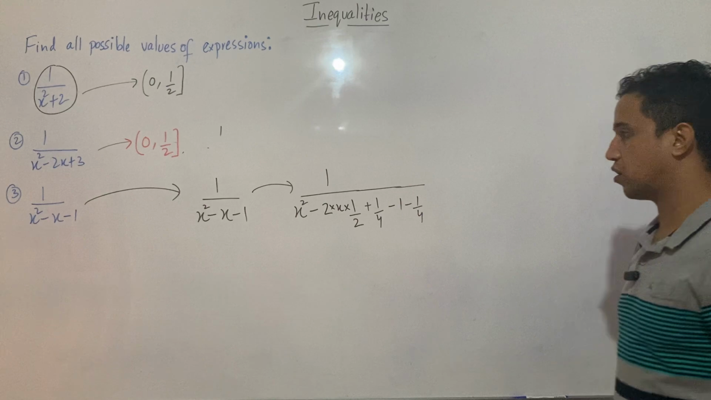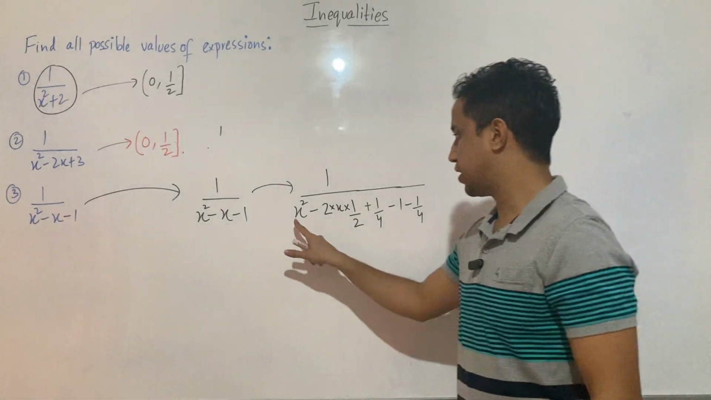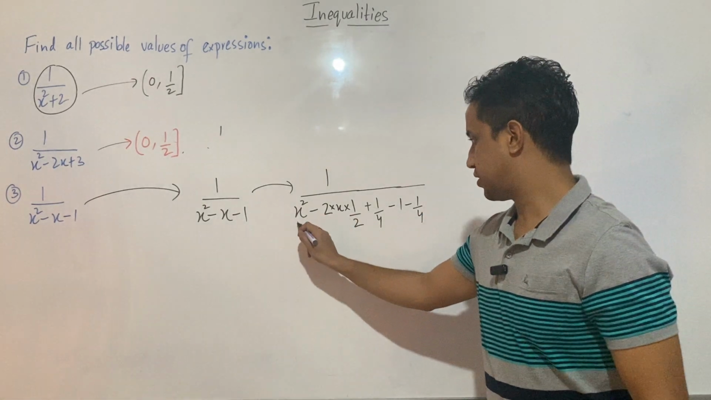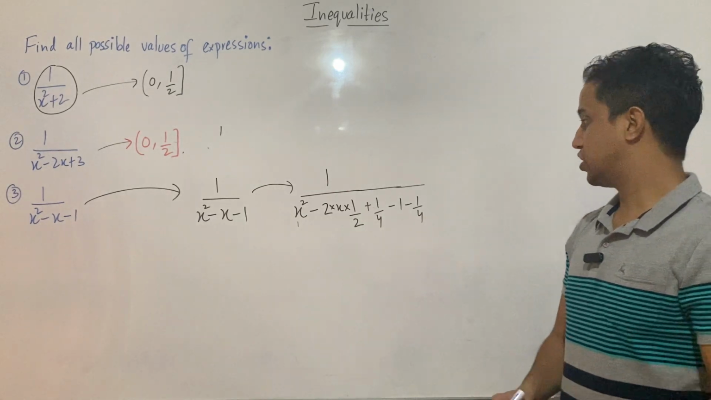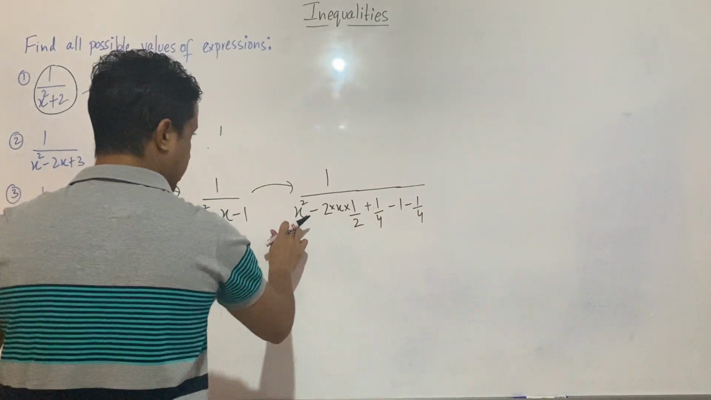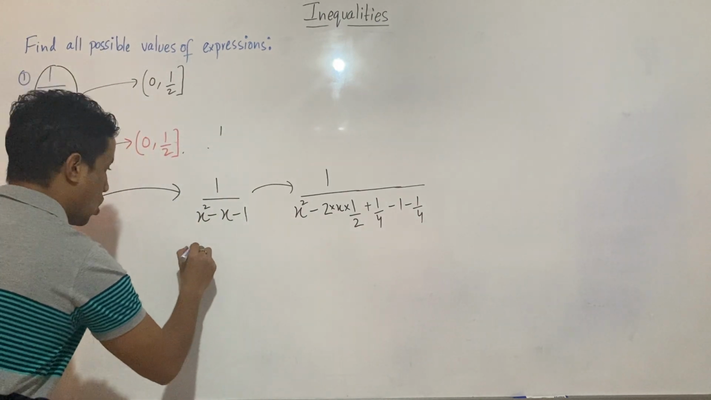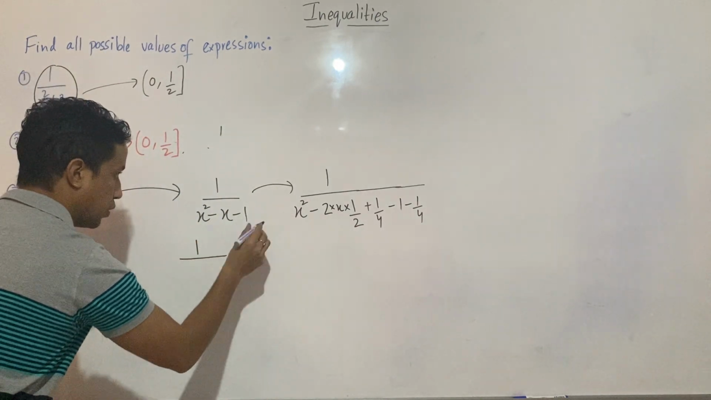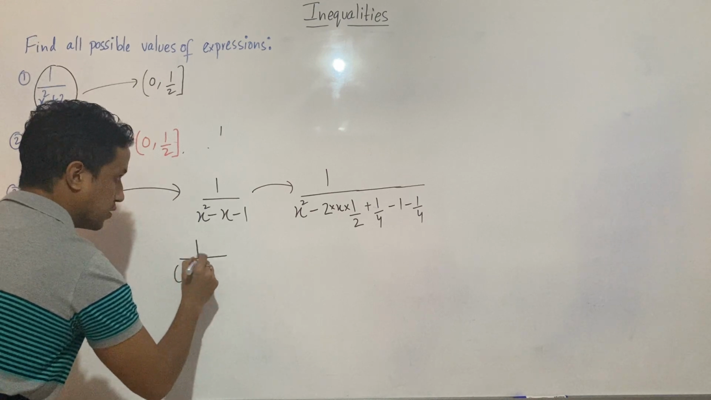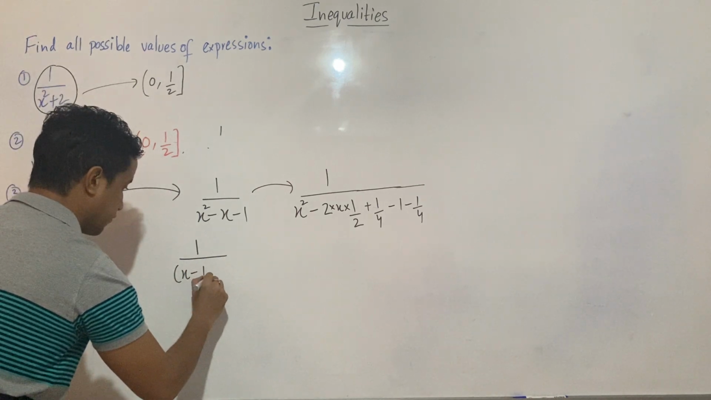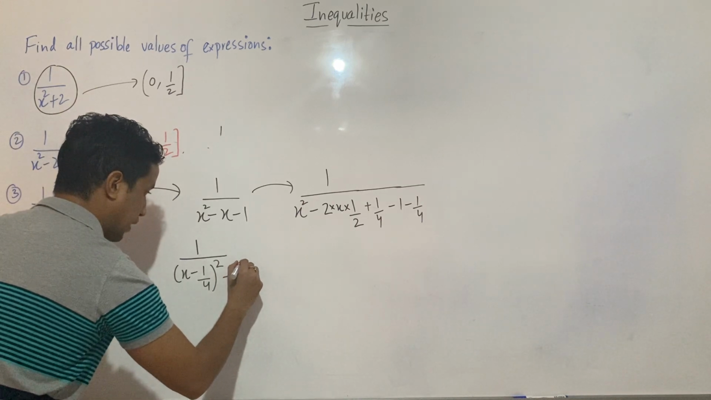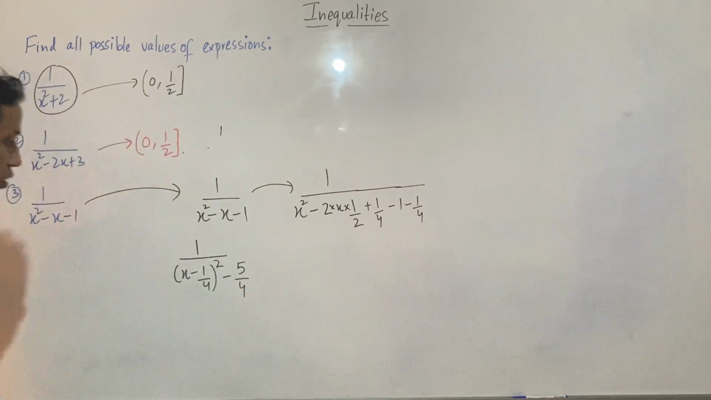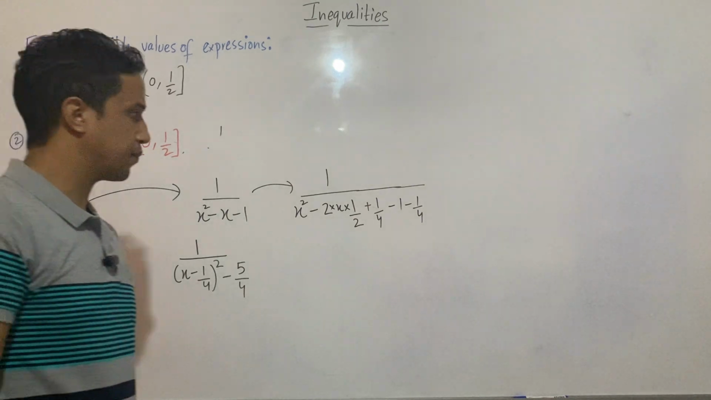Okay, why? Because I just wanted to make a square of x minus 1 by 4, right? So this whole thing can be written as 1 over x minus 1 by 4 square minus 5 by 4. Okay, I hope you agree with me, right?